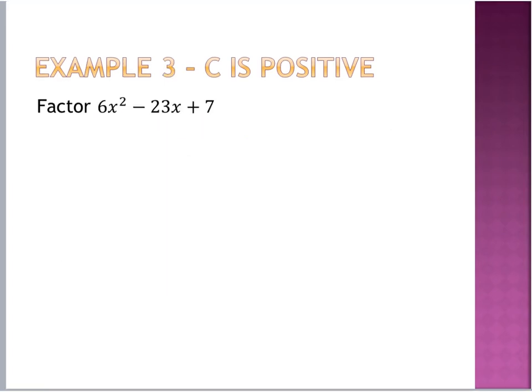Now with example 3, we have something very similar. Actually, it looks very similar to example 1. But if you notice, my middle term here has a negative sign in front of it. So because I have a negative here and a positive sign right here, that tells me that in order to get a positive 7, I have to have either a positive positive or a negative negative. But because this 23 is negative, that tells me that both of my factors are going to have to be negative.